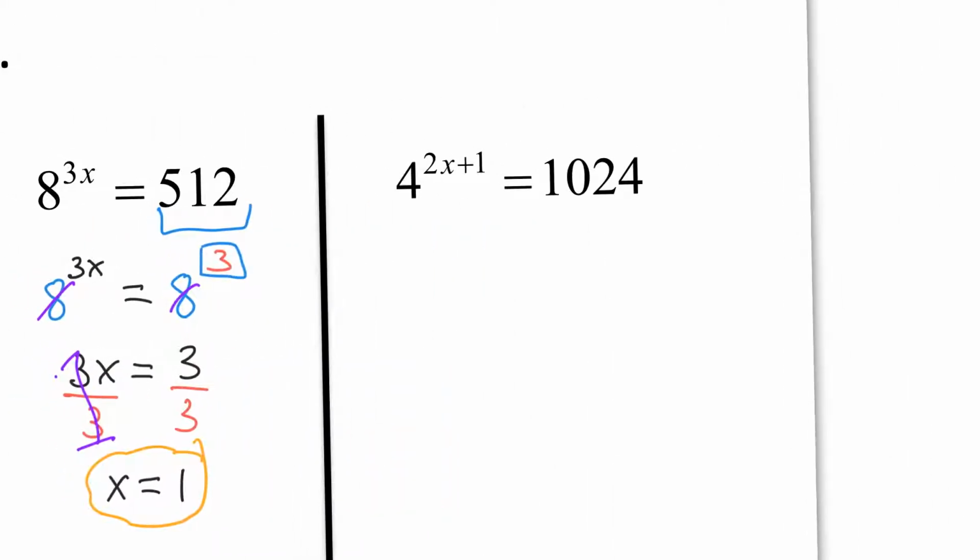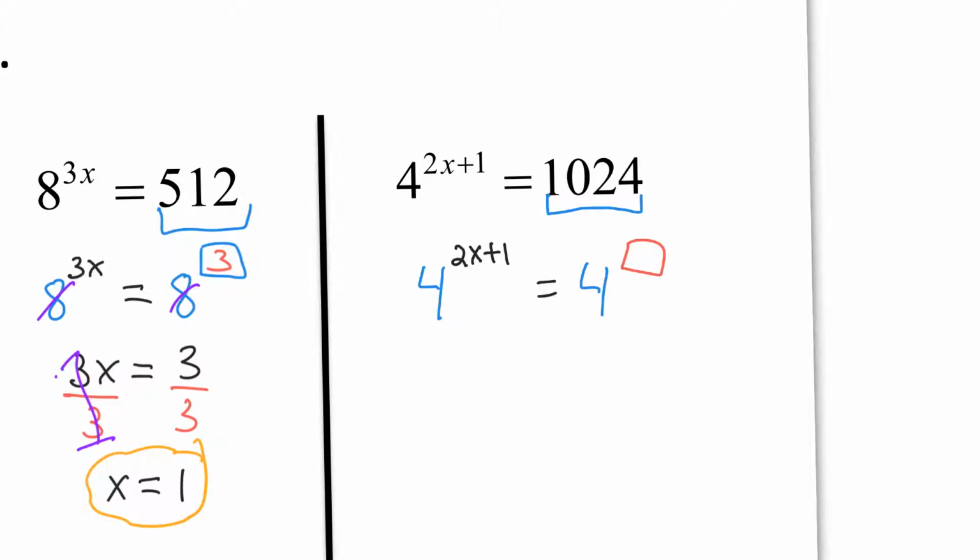Now the last one, you guys have a bigger number. And notice the x has more things next to it. So 4 to the 2x plus 1. So we have a 2 and a 1 here. And then we have 1024. So first, let's keep the base. So there's the base of 4. I'm going to keep my exponent 2x plus 1 here. And on the other side, right here, I need to change that to base of 4 to some power that gives me 1024. So let's check with the calculator.